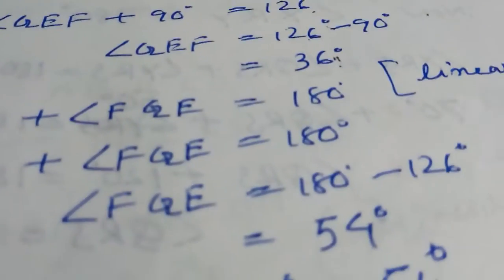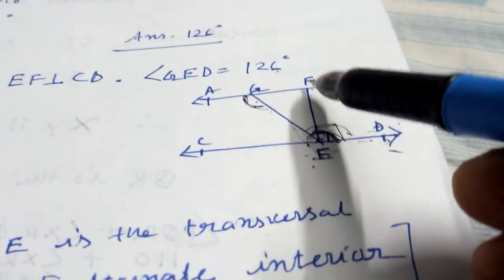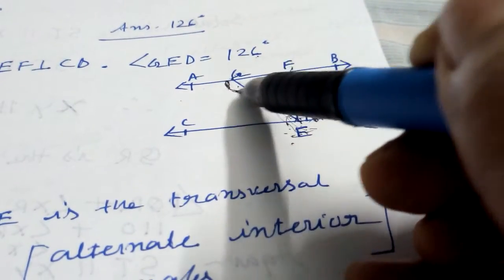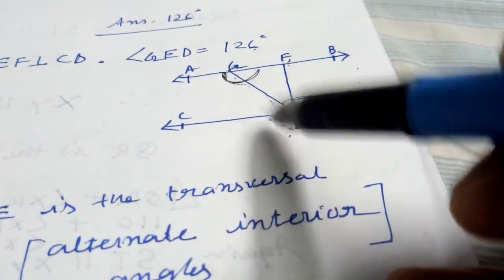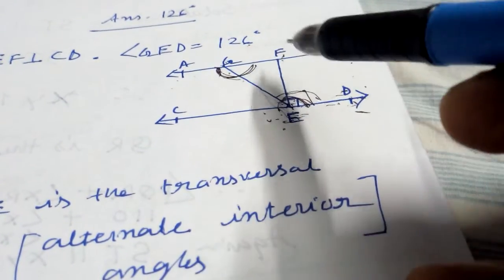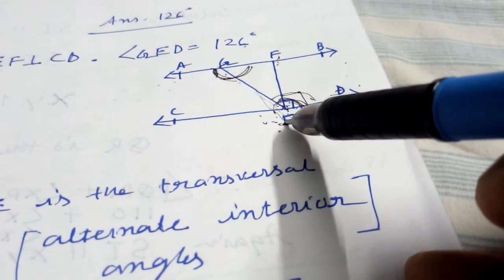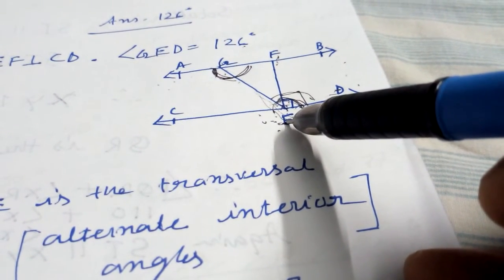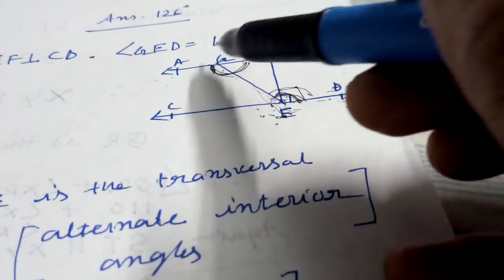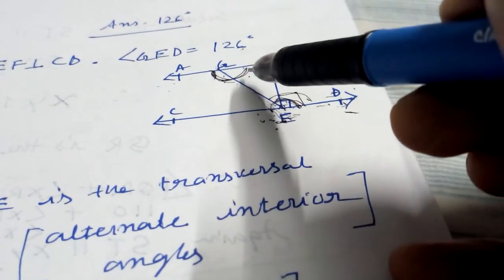Next question, FZE. This angle we have to find, FZE. Since this is a linear pair, FZE plus AZE is equal to 180 degrees. AZE is equal to 126 degrees. Therefore, FZE is equal to 180 minus 126 degrees. This is 54 degrees.